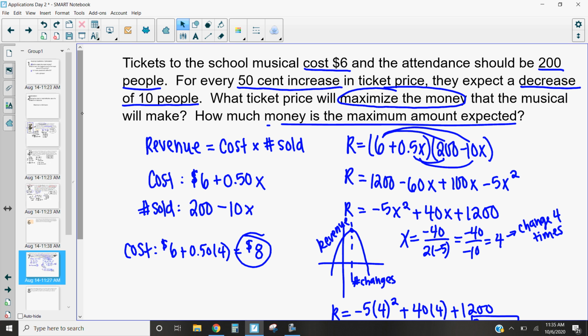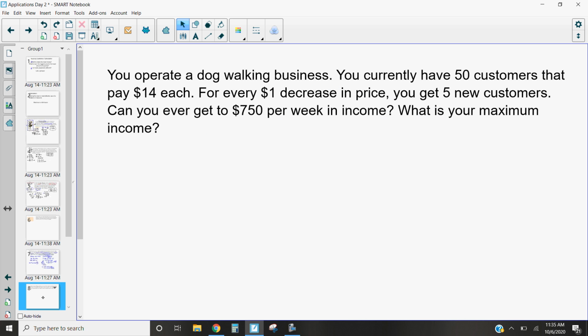So we're going to look at this next one here, and I wanted you to look at it kind of all together. And then I'm going to give you a chance to work on it on your own. So we're operating a dog walking business. Fantastic. I love dogs. Hopefully you do too. You have 50 customers, and they pay $14 each. Great, you're making good money. Right now, you're making like $700 a week. But what you're wondering is, if you decrease the price by $1 and you get 5 new customers, how much more money can you make before you start losing money?